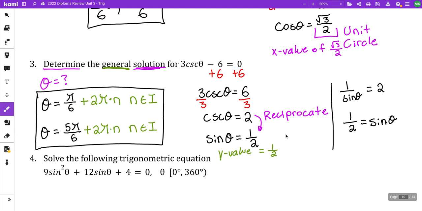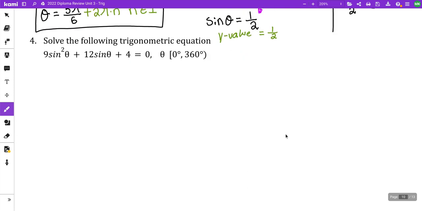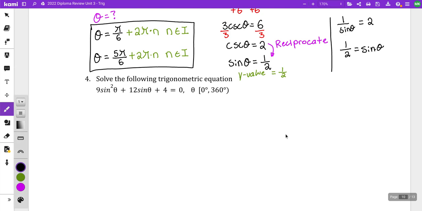Okie dokie, number 4. Solve the following trigonometric equation. So solve. That means I need to figure out what theta equals. First thing I do is I check to see what type of equation I have, because that decides my strategy here. I have a quadratic this time. When we did this on our unit test, the quadratic threw a lot of people for a loop.